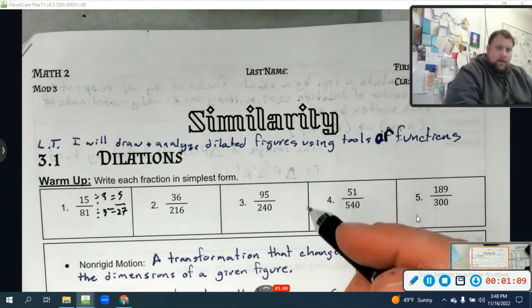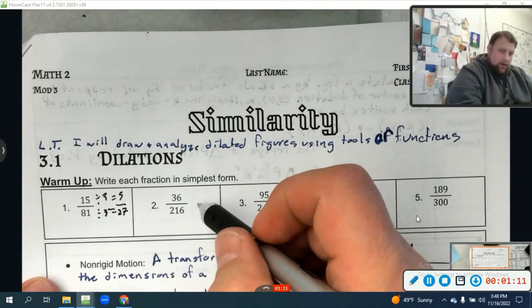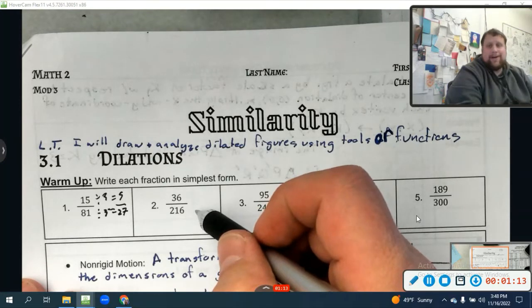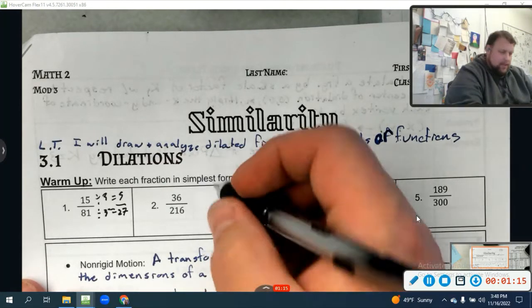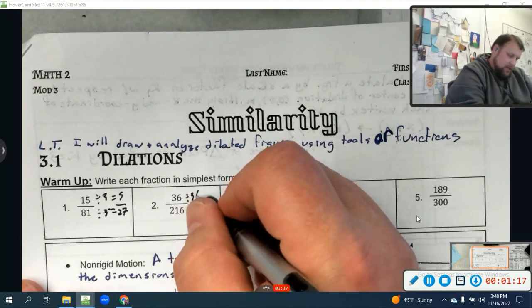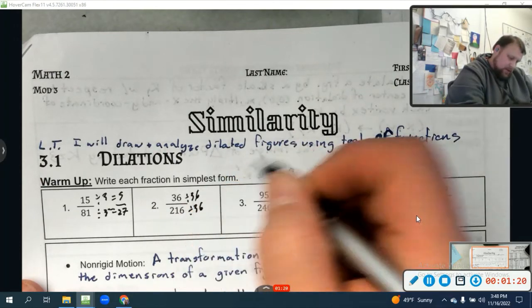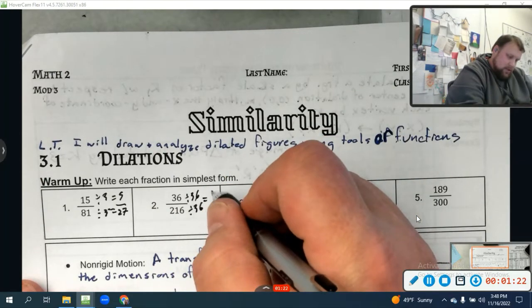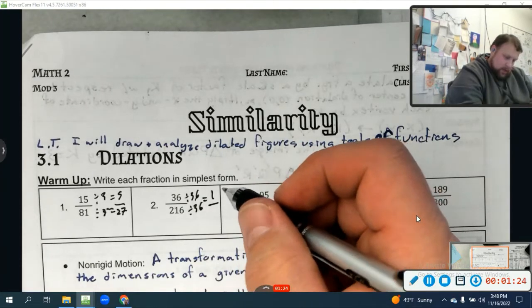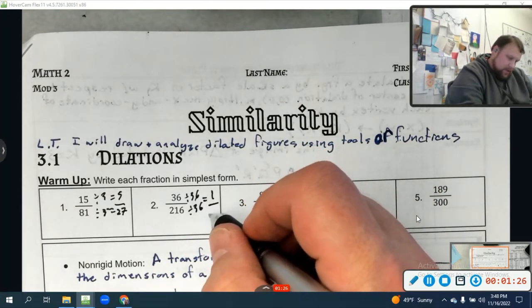Okay. Let's go with next. What do we got here? 36 and 216 turns out. Now you can go through doing a whole bunch of simplifications, but it's really going to be divided by 36. 36 divided by 36 is 1. 216 divided by 36 is 6. Boom.